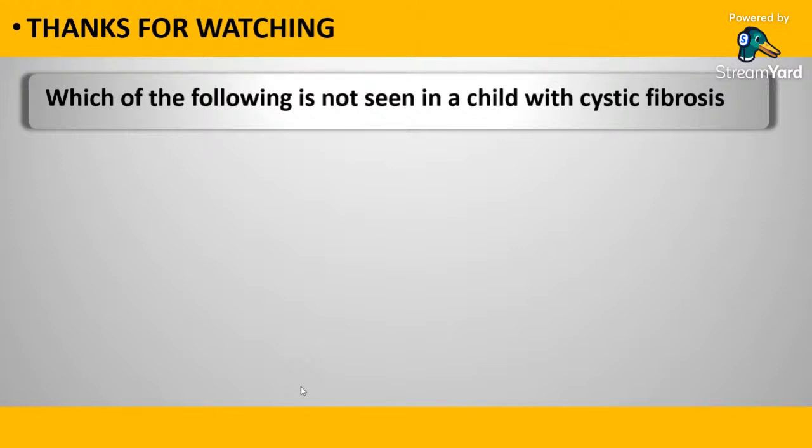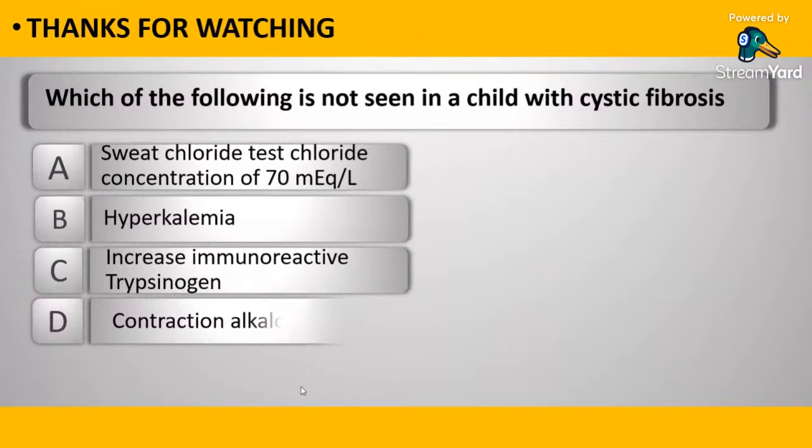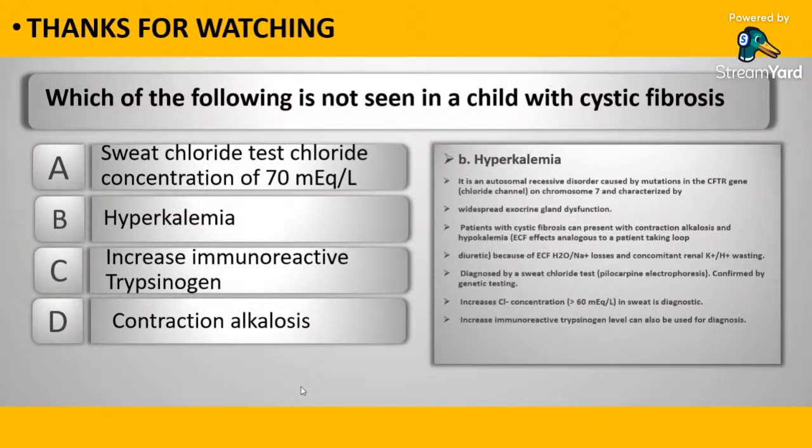Which of the following is not seen in a child with cystic fibrosis? A. Sweat chloride test concentration of 70 milliequivalent per liter. B. Hyperkalemia. C. Increase in immunoreactive trypsinogen. D. Contraction alkalosis. So the correct answer here is hyperkalemia.